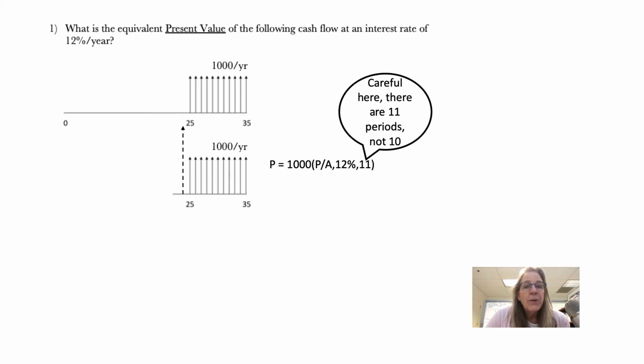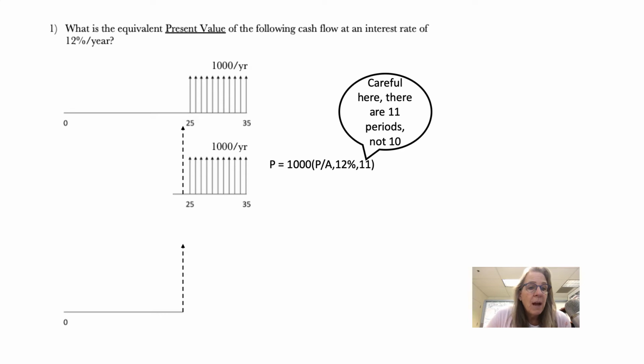You need to be careful here that there's 11 time periods, not 10 time periods, because it occurs in time period 25, 26, 27. If you count them, it's 11, not 10. So just be careful of that. The next thing we need to do is we have a cash flow that occurs in time period 24, because the equivalent present value, if we use the P/A factor, always occurs one period before the beginning of the annual payments or the annual disbursements. So in this case, it's in 24.